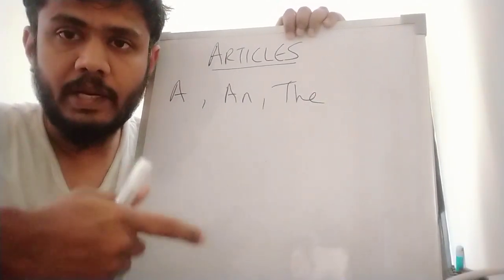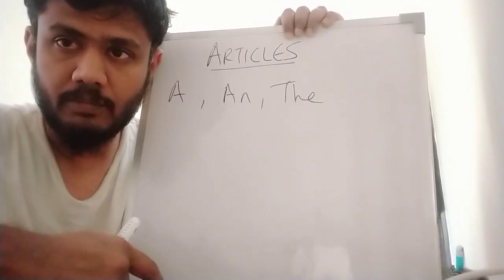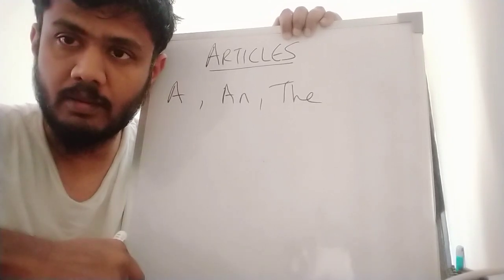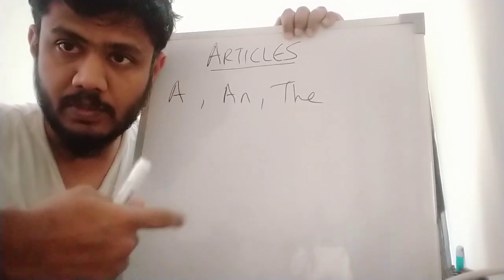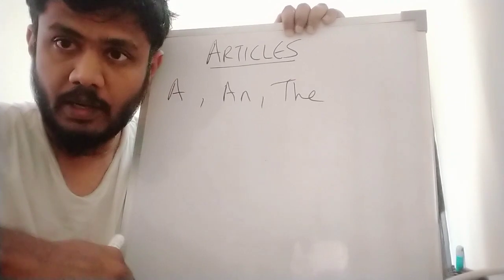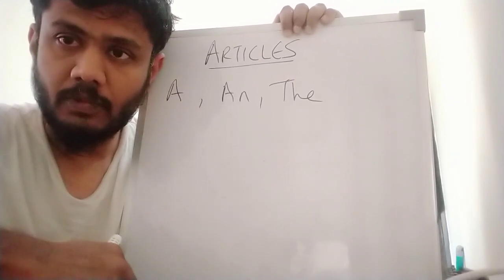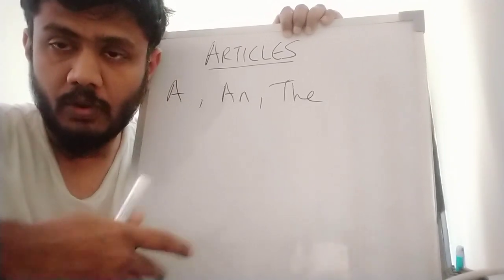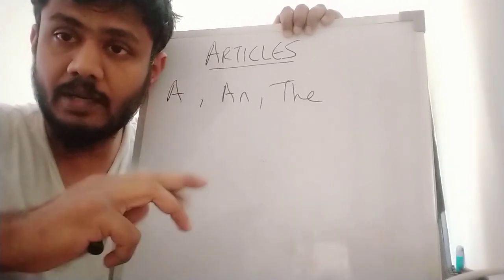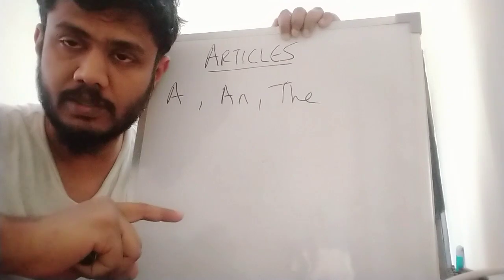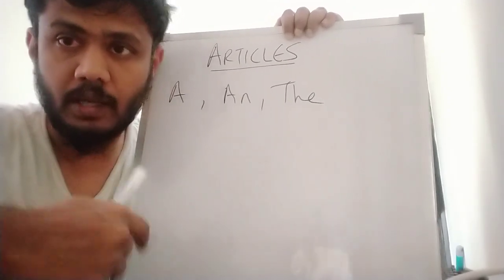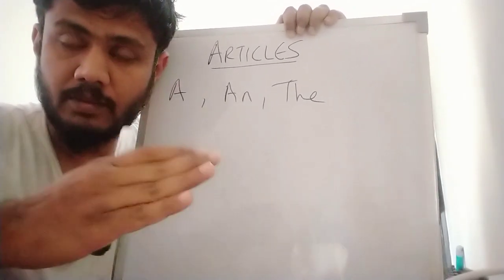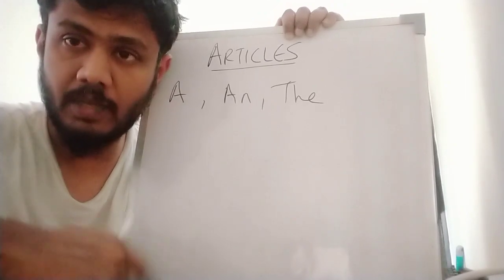So what kind of errors could you make? You could use an article when there is no article required. That is one kind of error. Another kind of error is you don't use an article where it is required. Or the third kind of error is when you use an incorrect article, where one article is required but you've used another one instead. And that could end up changing the meaning of a sentence.